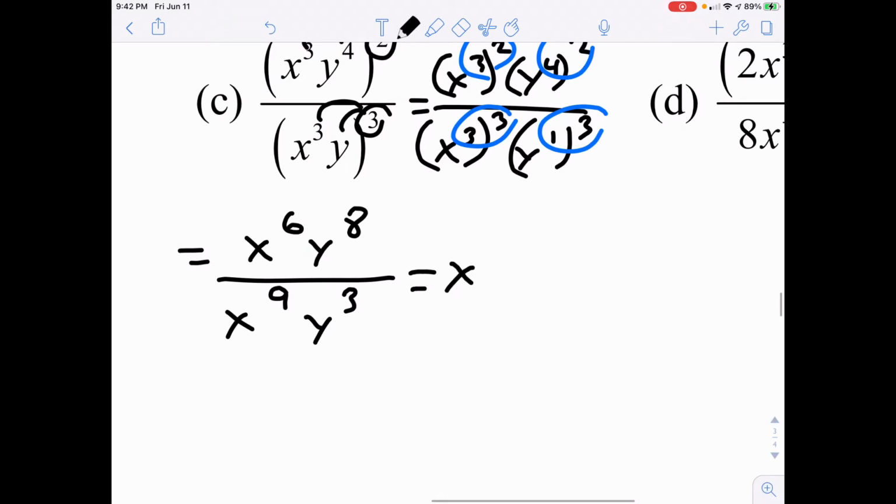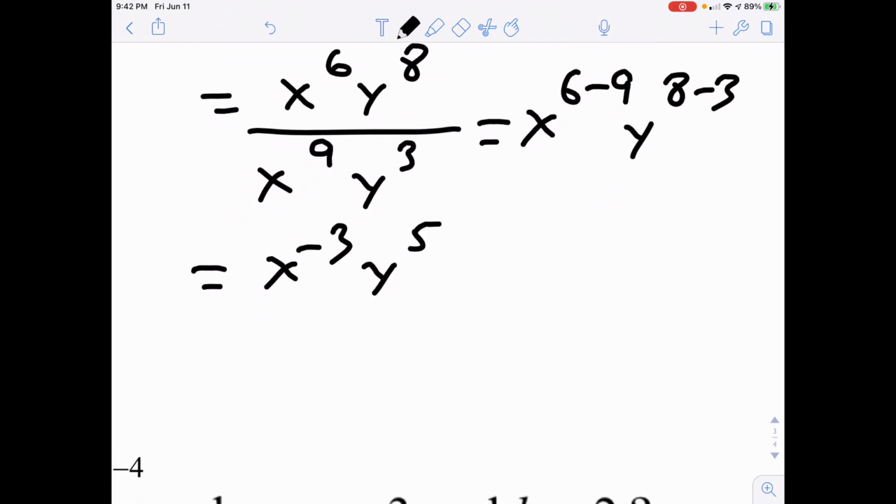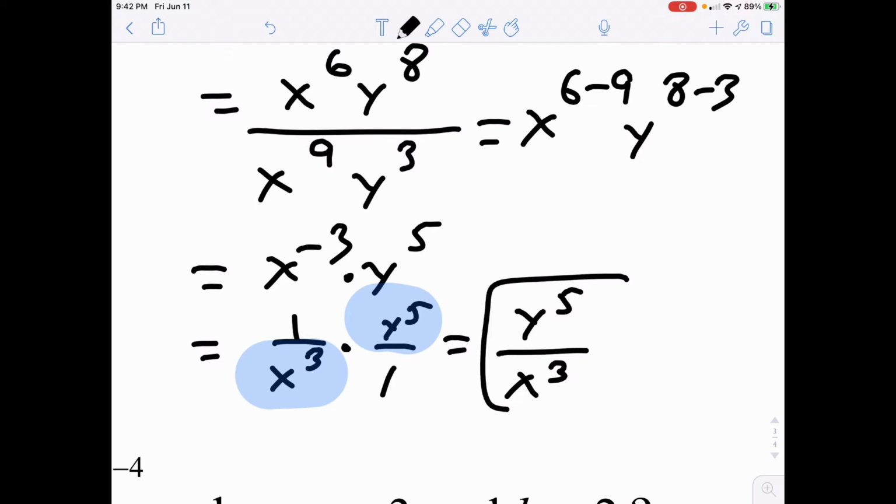That's the same as x to the 6 minus 9 times y to the 8 minus 3, which is x to the negative 3, y to the positive 5. Well, this is the same as 1 over x to the positive 3 times y to the 5 over 1. Multiply across fractions. I don't know why I wrote equal sign there. It's supposed to be times. And this would be y to the 5th power over x to the 3rd power.